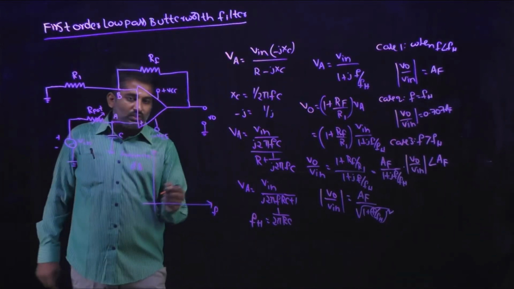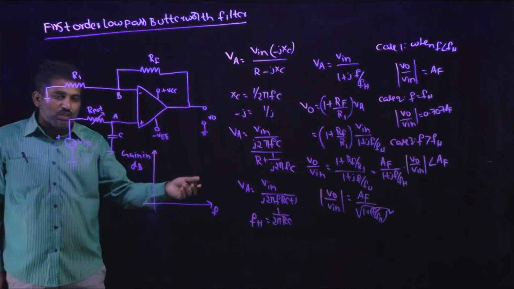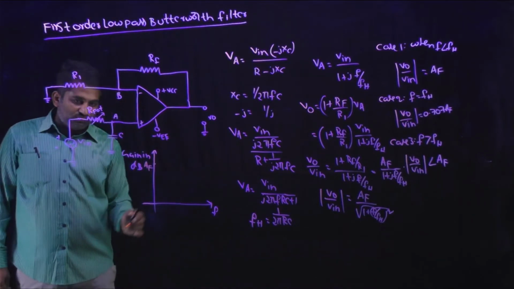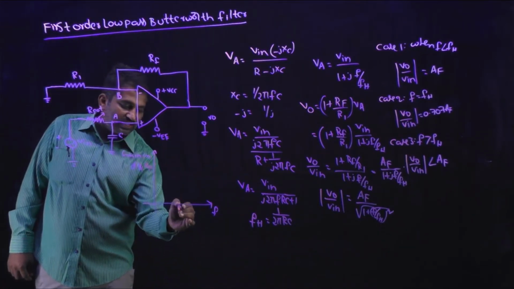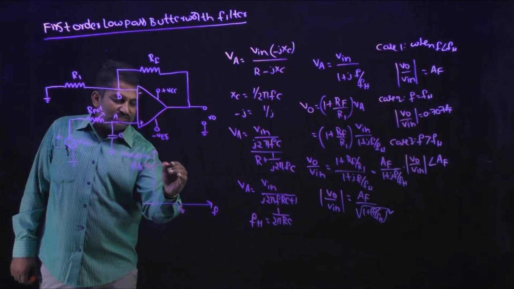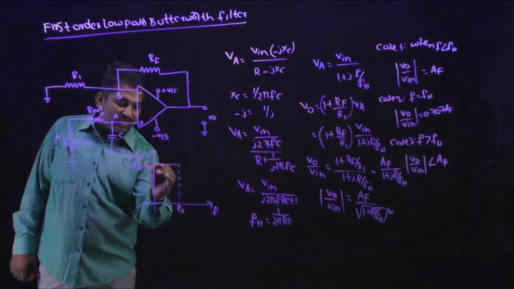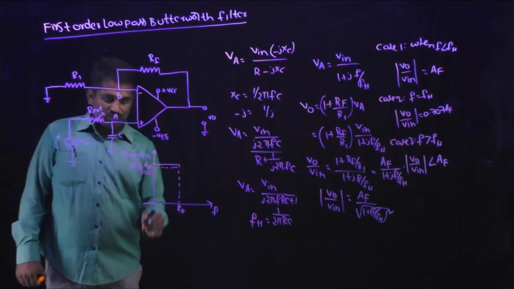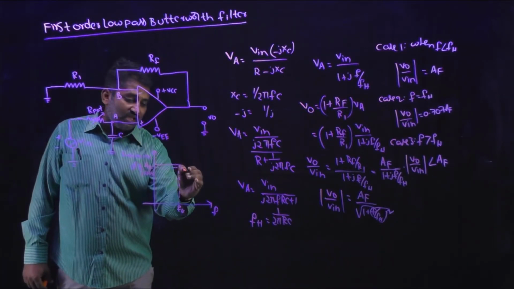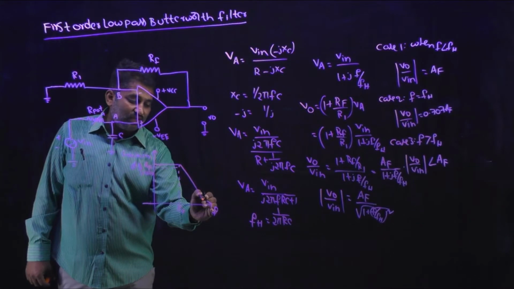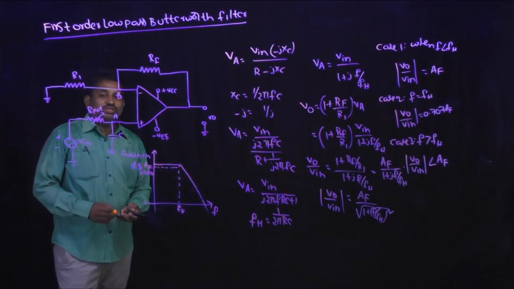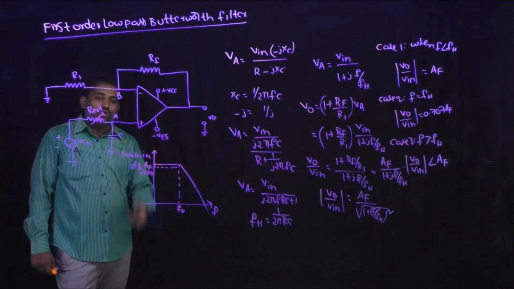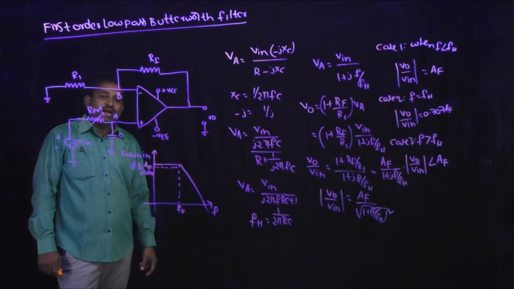Now I am going to draw the frequency response curve by using all those 3 cases. At F equal to 0, the gain will be equal to AF, and until the cutoff frequency FH the gain will be the same. Once it reaches the cutoff frequency, the gain will decrease to 0.707 into AF. After the cutoff frequency, the gain will decrease, and at a particular frequency it becomes 0, which is nothing but the frequency response of the first order low pass filter. In the first order low pass filter, the gain rolls off by minus 20 dB per decade.